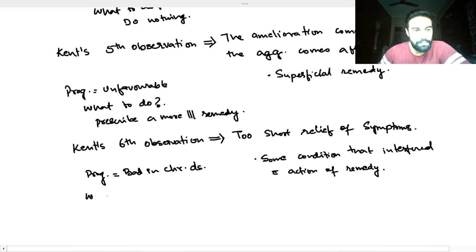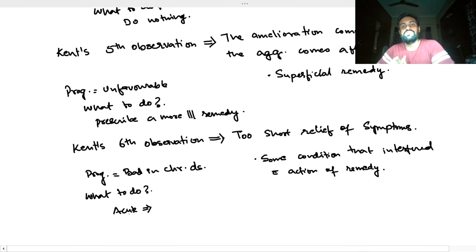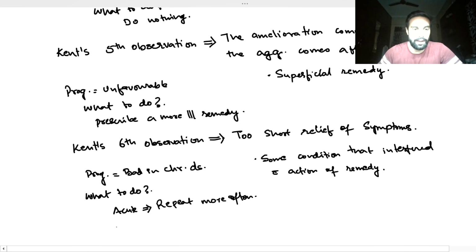And what to do? In case of acute diseases, since there is very short relief of symptoms, you need to repeat the medicine more often. And in case of chronic disease, a more similar remedy has to be prescribed.